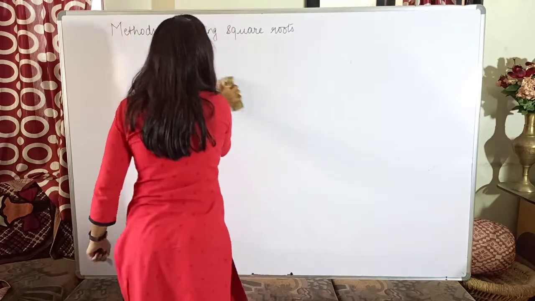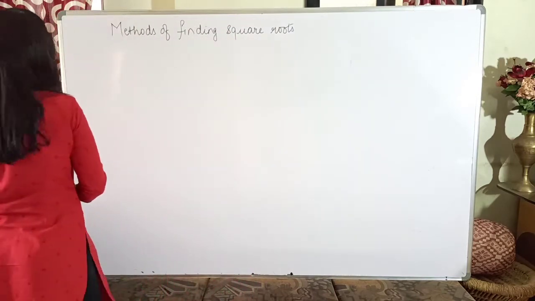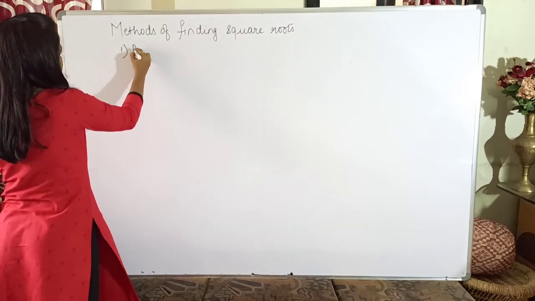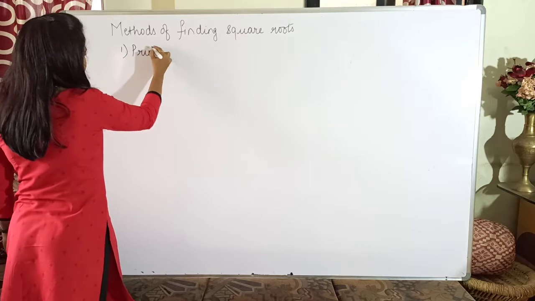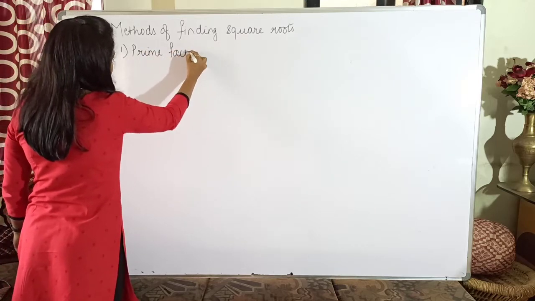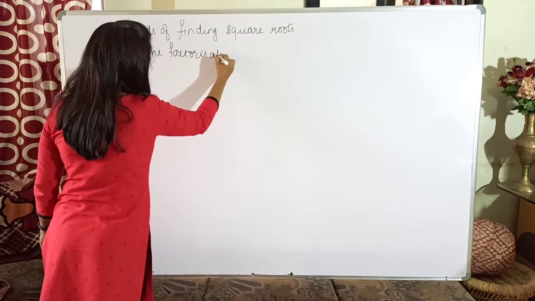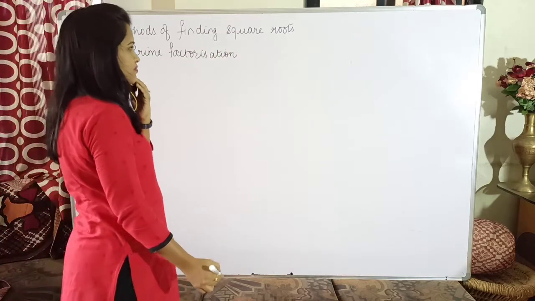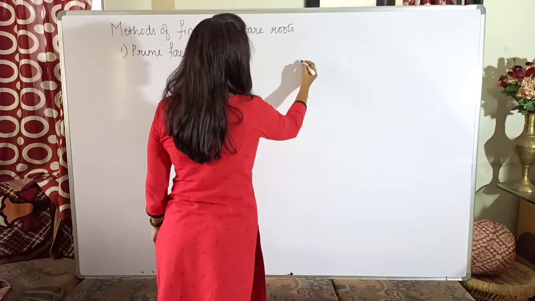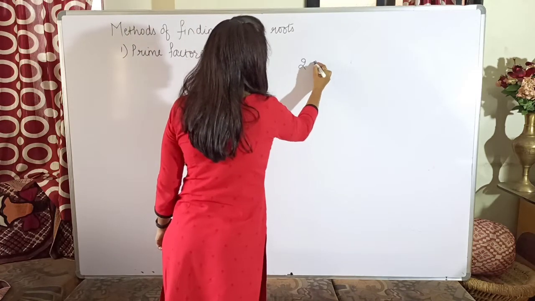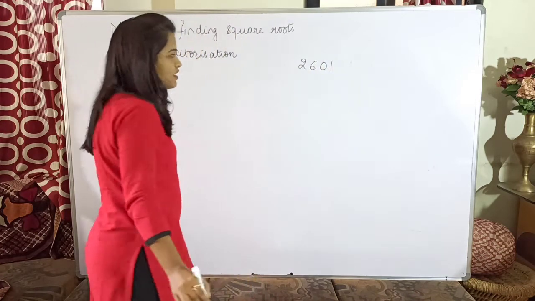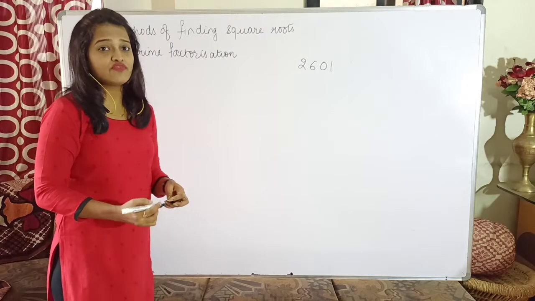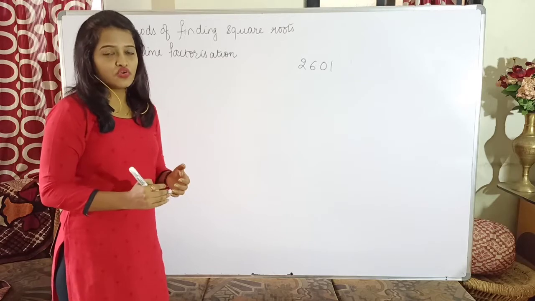The first method is the prime factorization method. Now you all know how to find the prime factors of any given number. So, the prime factorization method. Now let us take an example. Suppose I take a number 2601 and I have to find its square root. First we have to see whether it is a square or not.